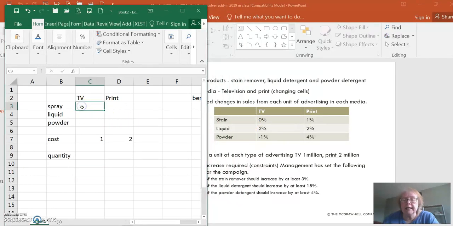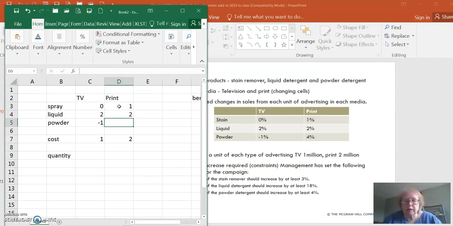Okay. For the TV, the stain remover doesn't help at all. 0 increase. So we don't want to run a TV ad, I tell you that, for a stain remover. The liquid detergent is a 2% increase. The powder detergent is a -1. Now the reason for that is if you choose a TV ad, people who see the TV ad for the liquid detergent would maybe change to it from the powder detergent. So we've got a negative interaction going on there. The print ad does help the stain remover.